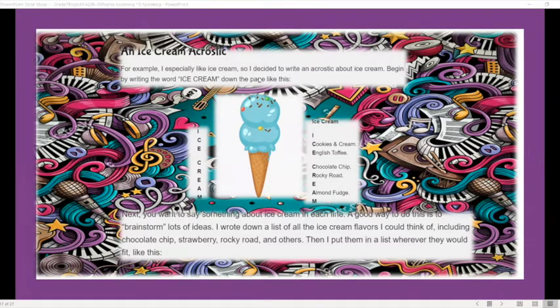So this is one of his poems that he wrote about ice cream. First he writes the word ice cream vertically down in capital letters on the side. Then he starts adding words. He has to say something about ice cream, so he thought, okay, what can I say about ice cream? He wrote down a couple of flavors that he remembered, and he put them in a list: cookies and cream, English toffee, chocolate chip, rocky road, and almond fudge. So he put a few ideas, but it's not finished. He needs to go back and finish the poem.